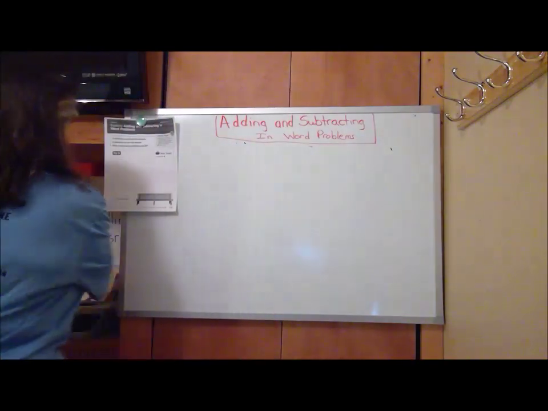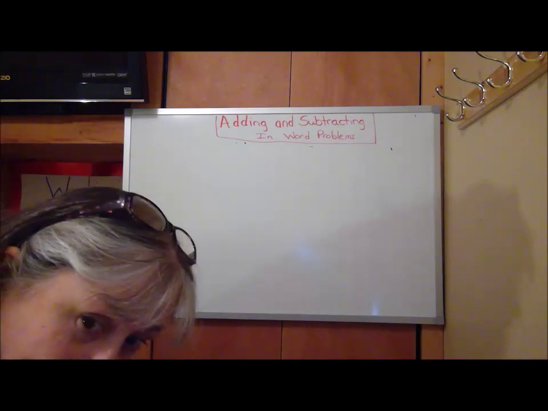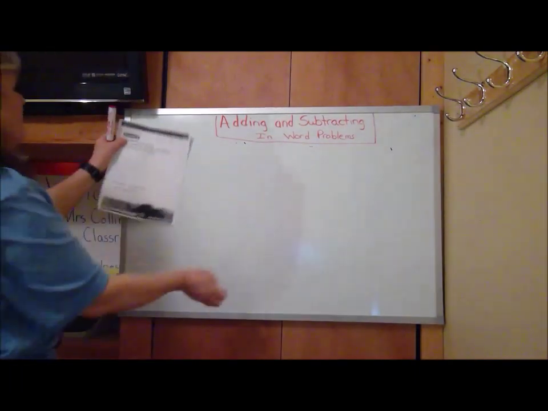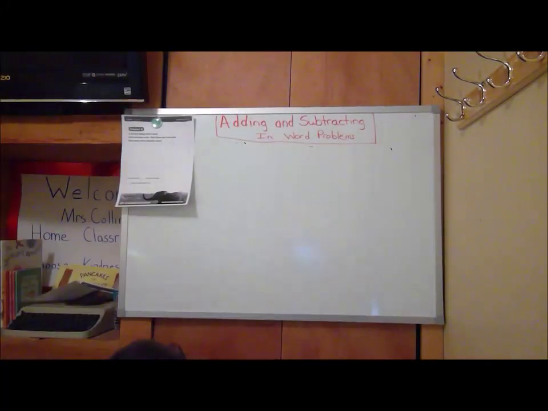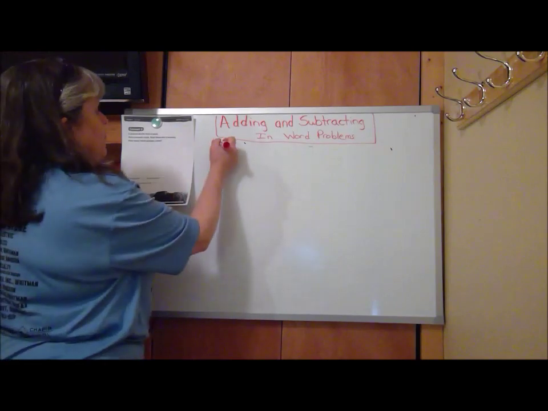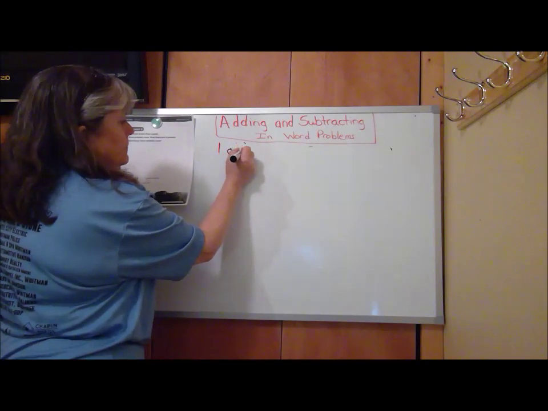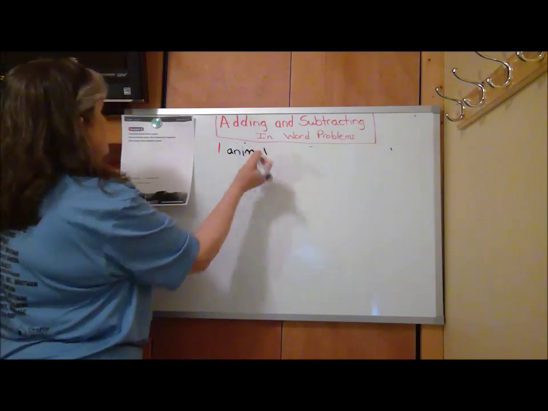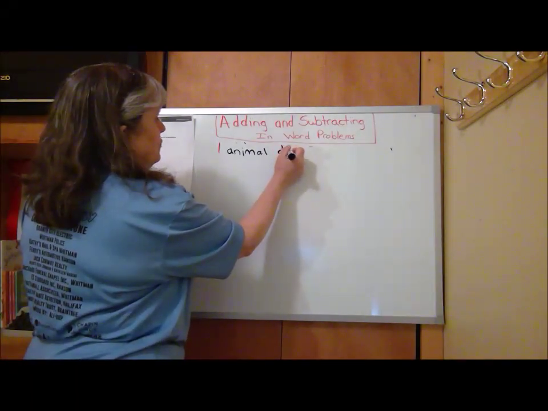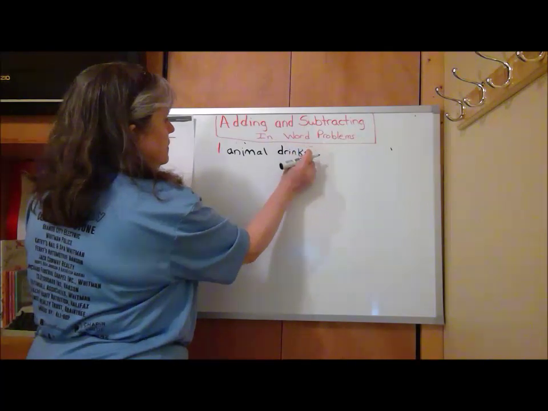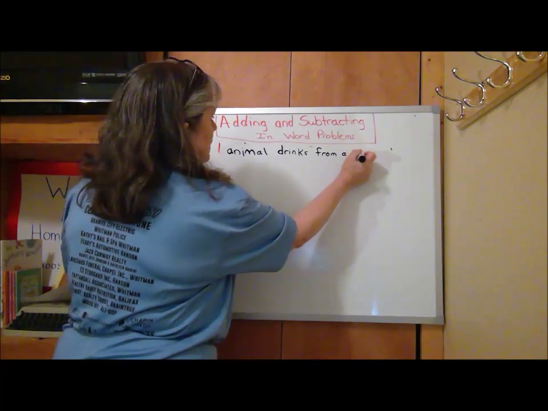All right, so I'm going to take this down and put up another one from over here. All right, so this says 1 animal. Let me get my black. So 1 animal. Doesn't matter what animal it is. You can make up whatever animal you want. Drinks from a pond.